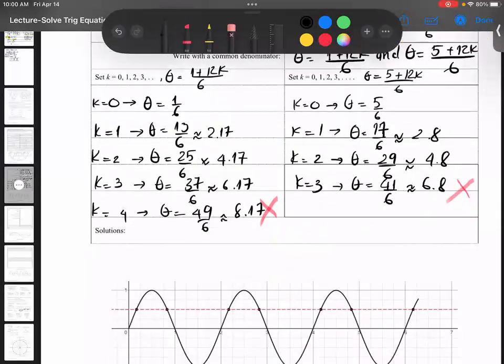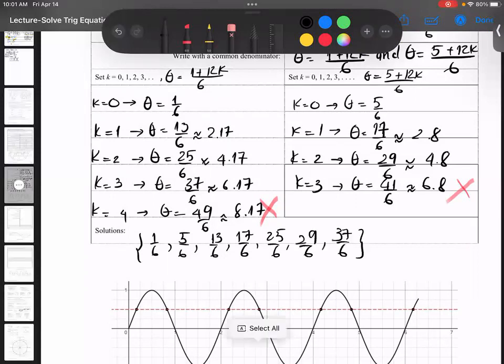So in short, they already wrote the word solution. Solution will be 1 over 6. Please don't give me decimal unless they ask you. Use a fraction, right? I'm going to write it in order. 1 over 6, and then 5 over 6. If you don't, it's fine. There's nothing wrong with it. And then 13 over 6, 17 over 6, 25 over 6, 29 over 6, 37 over 6. 1, 2, 3, 4, 5, 6, 7.